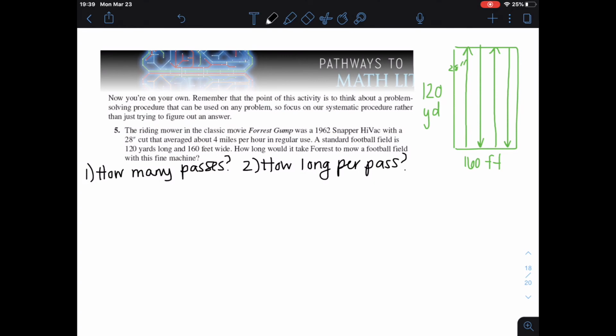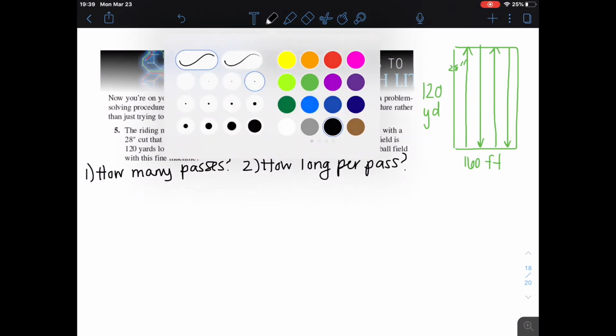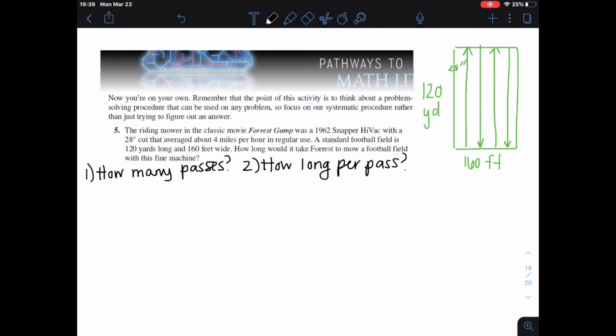So first, let's figure out how many passes, and then that'll tell us how far he's going to actually have to travel. So he's got 160 feet. We need to first convert that to inches. So he's going to cut through 160 feet. If we convert that to inches, we need to get rid of feet and introduce inches. And 1 foot is 12 inches. So this causes our feet unit to cancel. And 160 times 12 is 1,920 inches. Okay. So this 160 feet is 1,920 inches.